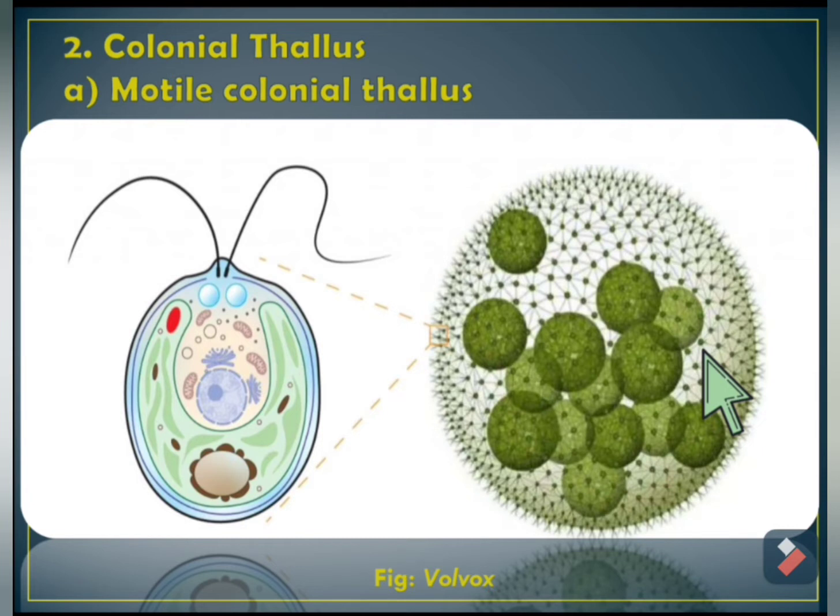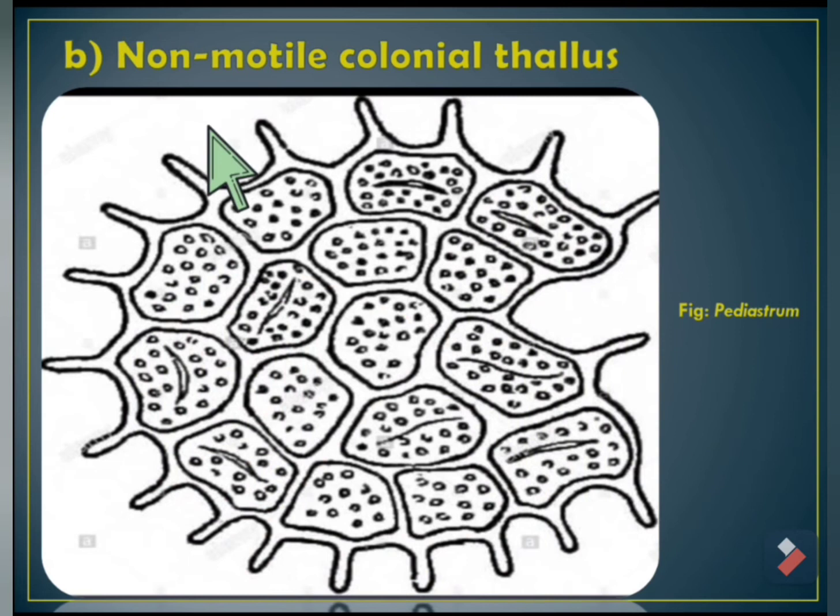And here you can see the hollow spherical colony of Volvox, which represents the most highly developed motile colonial thallus. It is usually made up of 500 to 50,000 cells in a colony. Now, next one, talking about the non-motile colonial thallus. Here the non-motile cells again form a colony. You can see many colonies of cells here. They are held together to form colonies with either a definite or indefinite number of cells, and these cells lack flagella. They are free floating colonies.